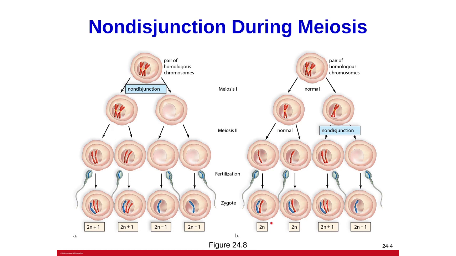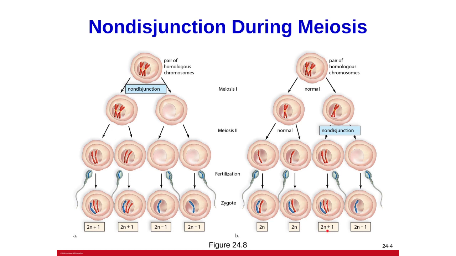Here we have a normal cell. It's got the 2n number, so 46 chromosomes. Here again, we have another one that's normal, 46 chromosomes. Here we have a trisomy event, meaning we have 3 of 1 particular type of chromosome. So it's 2n plus 1.